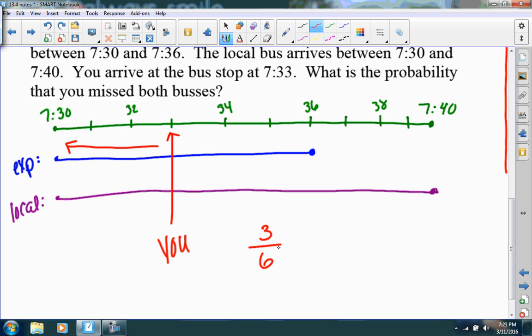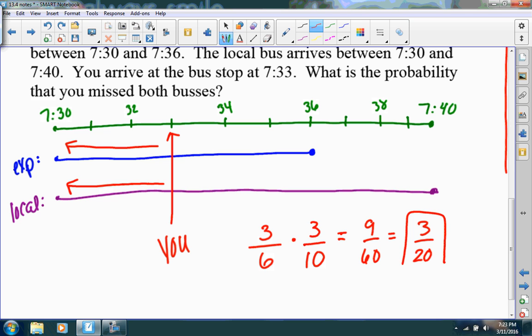And then for the local bus, same thing. If you get there at 7:33, there's a 3 minute chance that you've missed it, but it has a 10-minute window altogether. So you're going to take the probability of your first event times the probability of your second event and multiply them together. So you'll get 9 out of 60, and then we have to reduce that all the way down to 3 out of 20. So there's a 3 out of 20 chance that you've missed both buses.